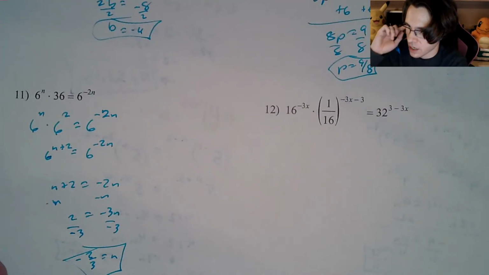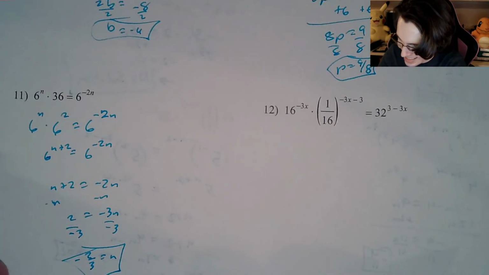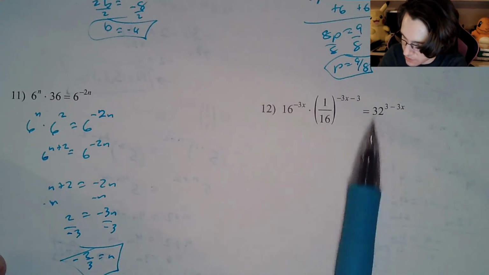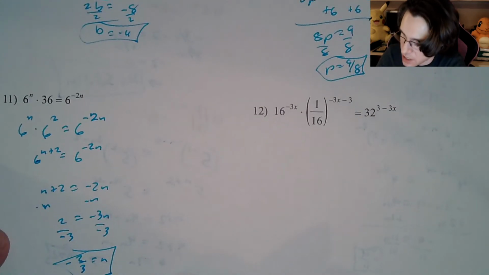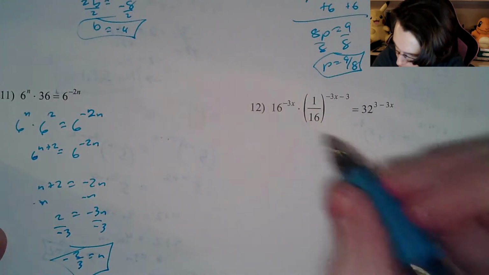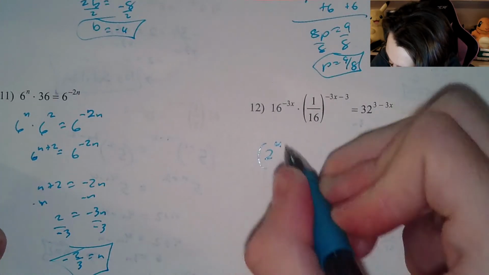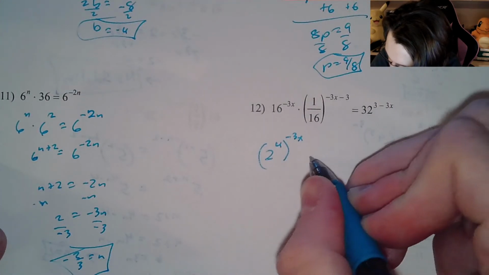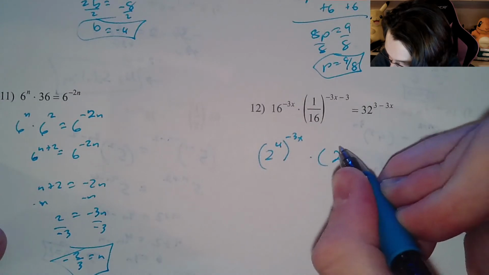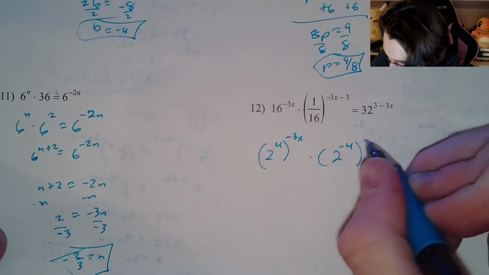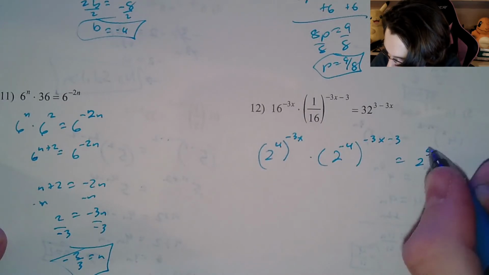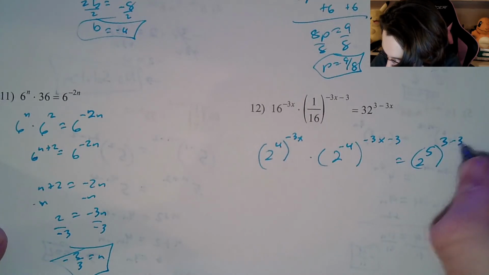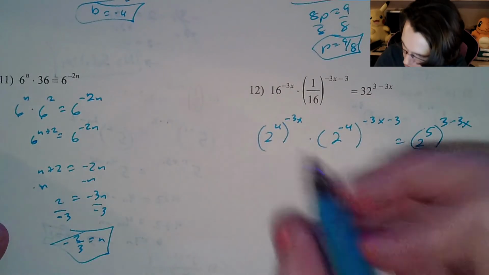All right, now we're getting into these questions that start looking real nasty. This one, got to use 2s. Can't use a 4 because 32 doesn't work with the 4. So got to deal with that 2 instead. So this is 2 to the 4th. So the -3x multiplied by 2 to the -4, because it's that 1 over 16, -3x minus 3, is equal to 2 to the 5th power to the 3 minus 3x. Lots of multiplication to do here.